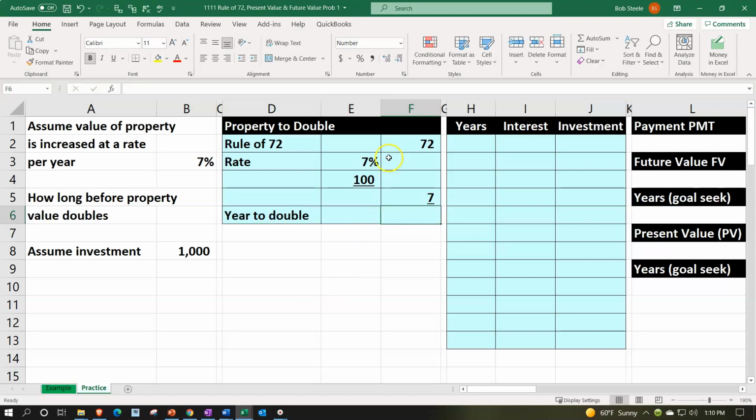I'm going to divide the 72 by 7 by selecting equals, pointing to the 72 up top, which is in cell F2, and then divide that by 7, which is in cell F5, and then enter. And we're going to get 10.